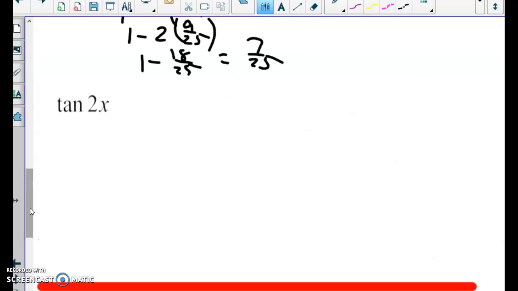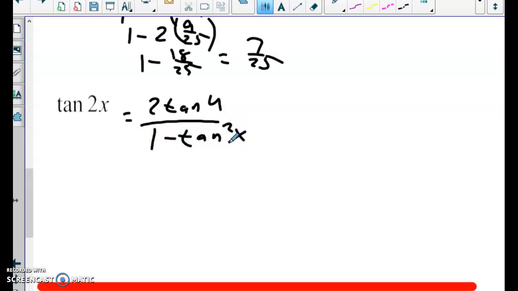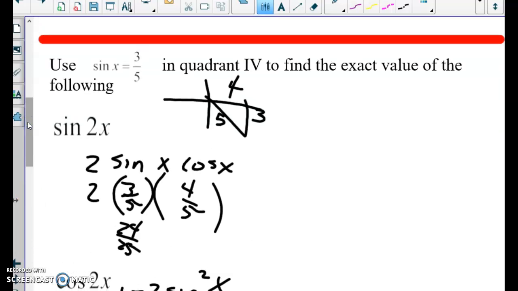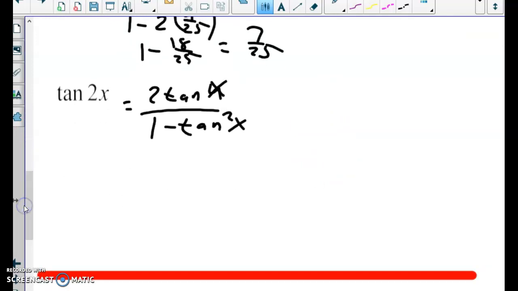And so let's get the tangent of 2x. Our formula there is 2 tangent x divided by 1 minus the tangent squared x. So if I want to go back up to my triangle and get my tangent, the opposite over the adjacent is 3/4. So I'm going to say 2 times 3/4 all over 1 minus 3/4 squared.